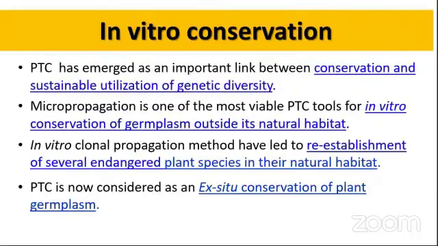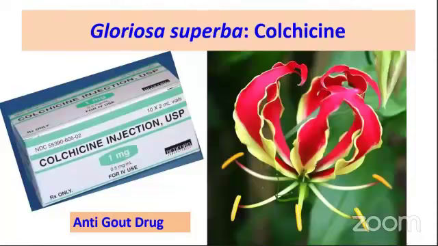In vitro conservation has some advantages: sustainable utilization of genetic diversity. Different elite clones can be preserved in the laboratory condition, and this system is considered as ex situ conservation of plant germplasm. Here is Gloriosa superba, which synthesizes a highly costly secondary metabolite, the alkaloid colchicine. All of you know the different types of products now available with colchicine.